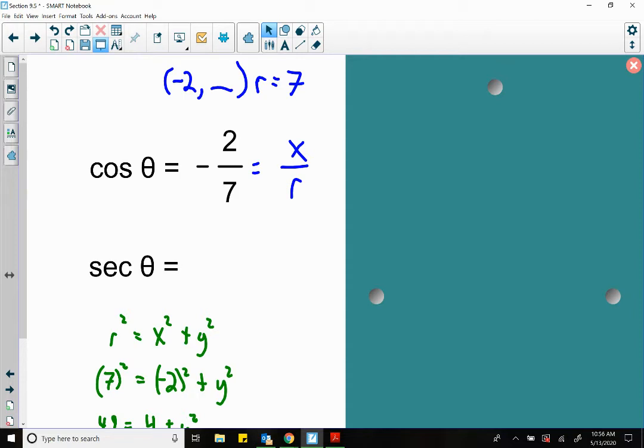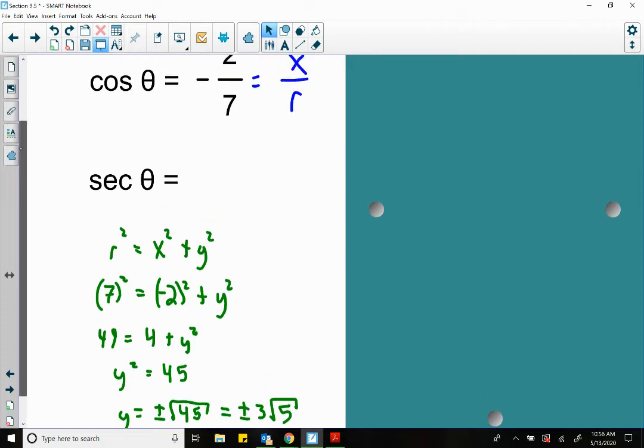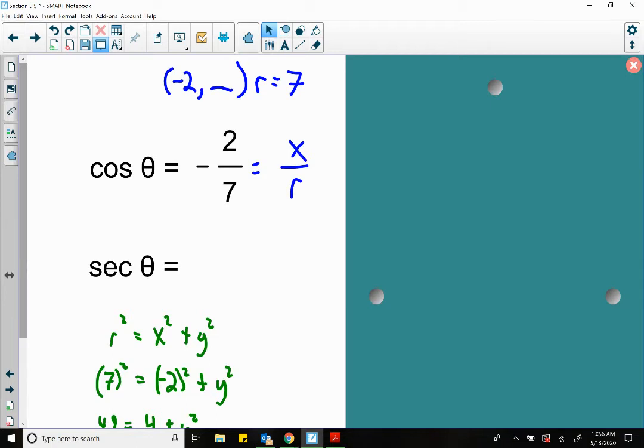Usually if they tell you some information, it might tell you about some of the trig functions, or it might say what quadrant you're supposed to be in, things like that. So right now we don't know what the y is. The y could be a positive 3 square roots of 5. The y could be a negative 3 square roots of 5. Now usually you're going to be like, well, Mr. Armstrong, how do I answer this question? Well, think about what they're asking you here.